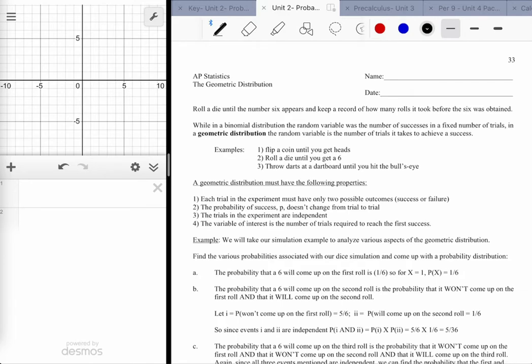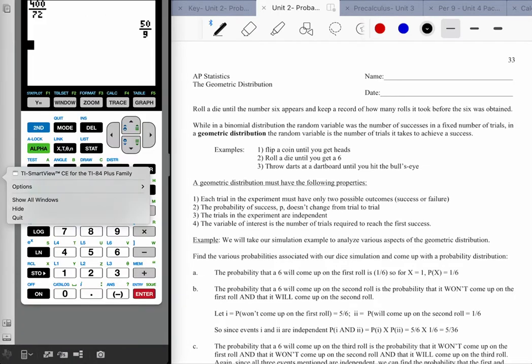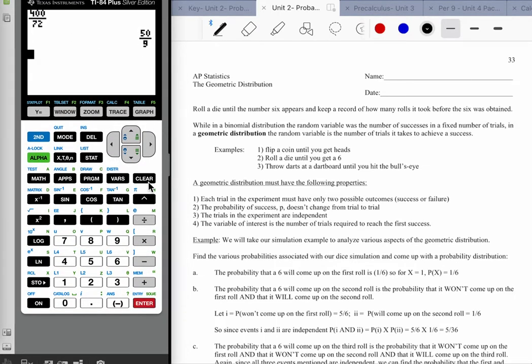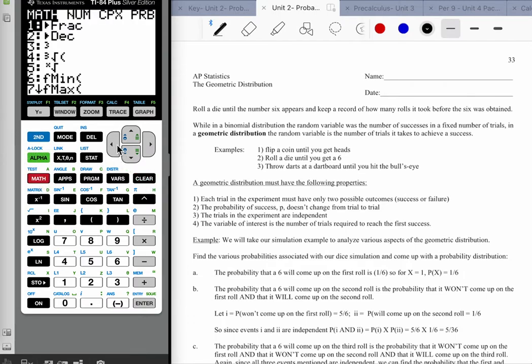So we're actually gonna do that real quick. Let me just get my calculator open. So I'm gonna roll a die. So math, probability, option 5, randInt, 1, 6. All right, integer values between 1 and 6. And I'm just gonna roll until I get a 6.